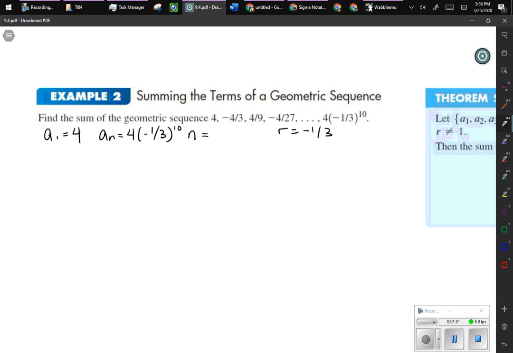Well, you can see that over here it got multiplied by negative 1/3, then again by negative 1/3, and then they give us this nice exponential expression, which means that it got multiplied by negative 1/3 10 times. Well, if you include that the first term is 4, that makes for 11 terms. So that means that my n is 11.